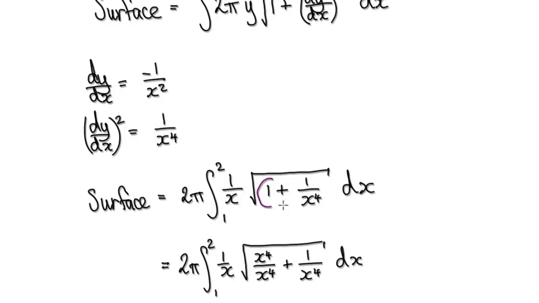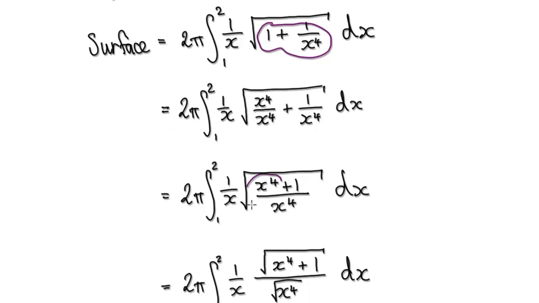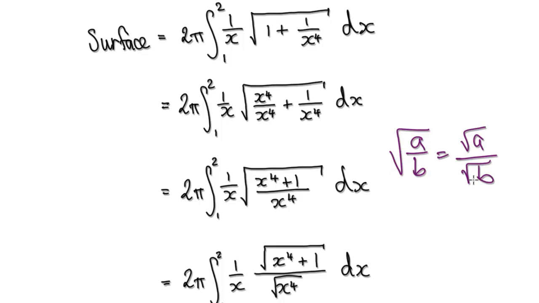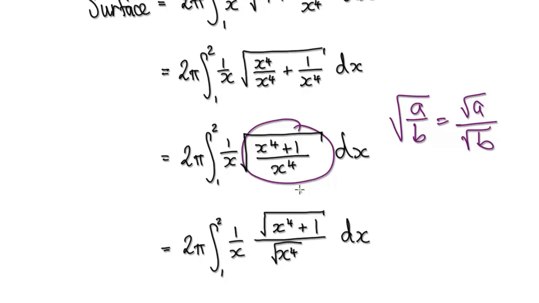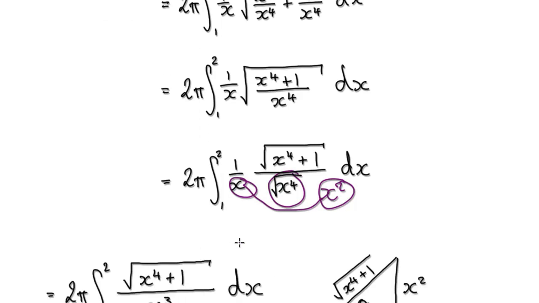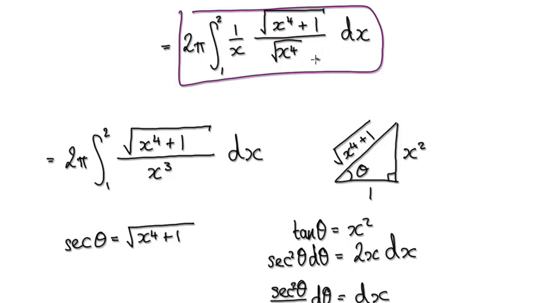So now merge these two together. That will then give us this, and then root a over b is the same as root a over root b. So this thing here will then take us to here, and then this thing here is really x squared. We can merge this with this, giving us x to the power of 3. And then really the surface area is given by this, but then this thing here, you can tidy up to give you this thing here.